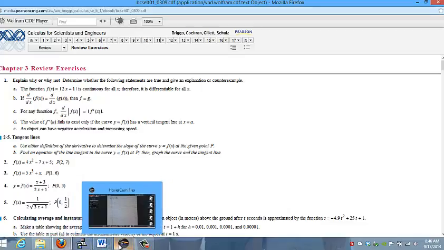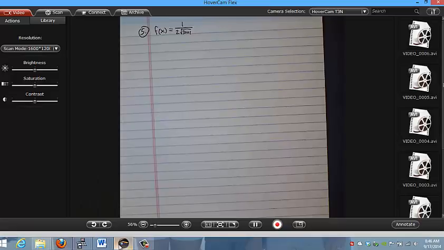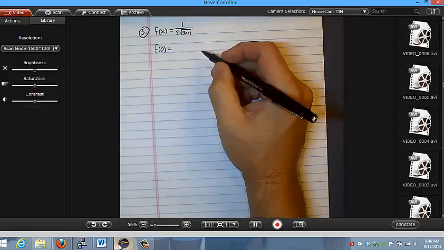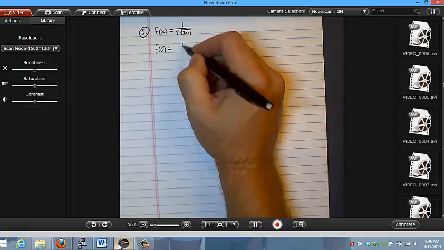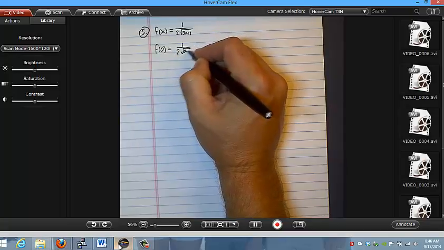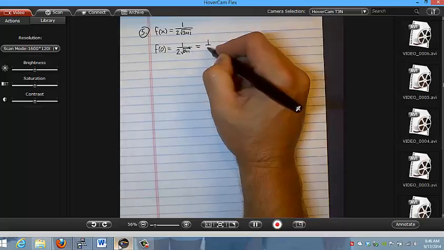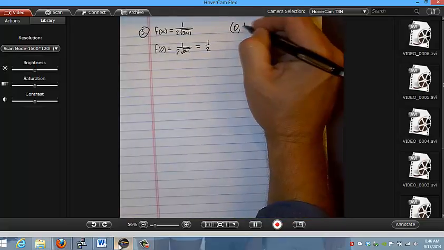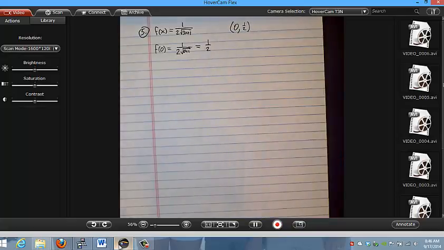Now, do I actually know that that's a point? I guess I should check. What is f of 0? Well, it would be 1 over 2 square root of 0 plus 1. Yes, that's 1 half, because the square root of 1 is 1. So when they tell me that (0, 1/2) is a point on the curve, I believe them.